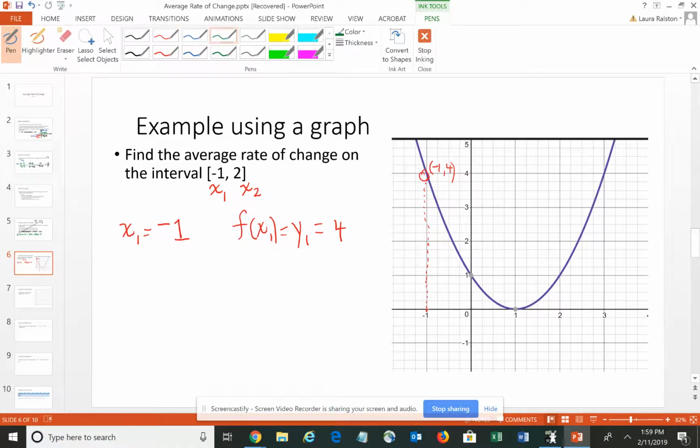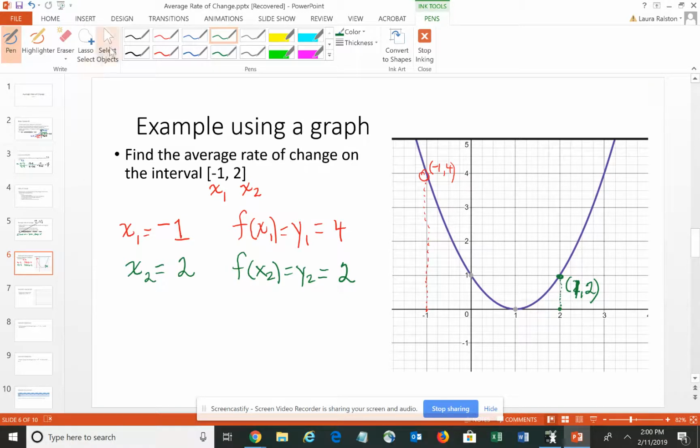Then I need to find the value for my second value, or my ending value, which is 2. So again, I'm going to come over here to my number line. On the horizontal, I'm going to find where x is 2. Then I'm going to read up the graph. So I have 2, 2. Okay, so the f of x sub 2 or y sub 2 is 2.